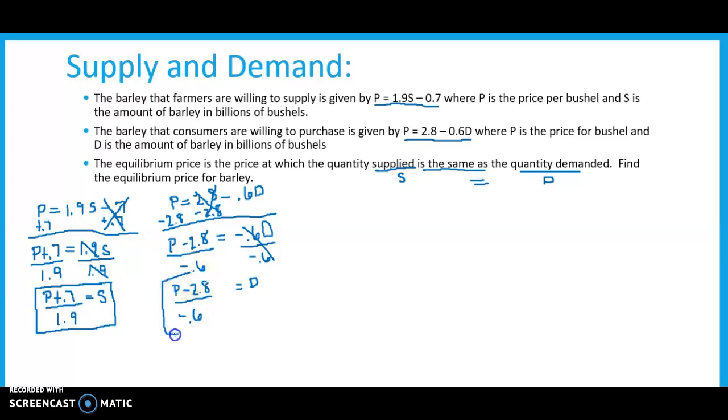And so again, I have something that's very useful because I have a formula which represents demand. So going to that last bullet point, we were told supply should equal demand in order to find an equilibrium price. So instead of supply, I'm going to write the formula that represents supply, which is P plus 0.7 divided by 1.9, and set that equal to the formula for demand, which was P minus 2.8 divided by negative 0.6.